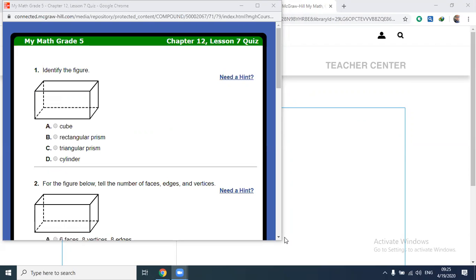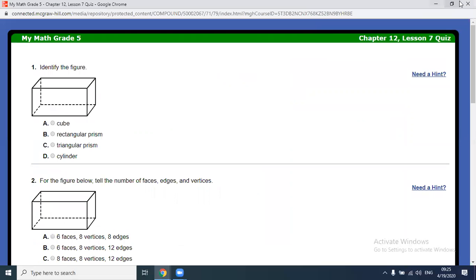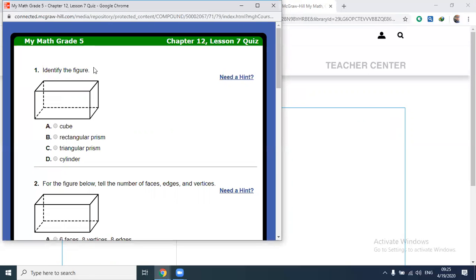Okay, now I have this about the lesson. The first one, identify the figure. This is called what? Cube, rectangular prism, triangular prism, or cylinder? Rectangular prism. Yes, it's a rectangular prism.